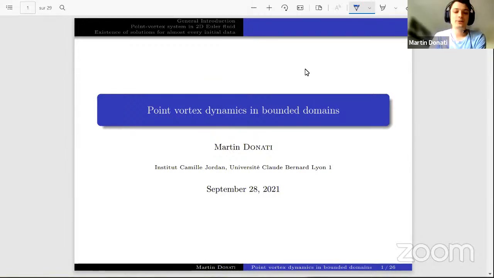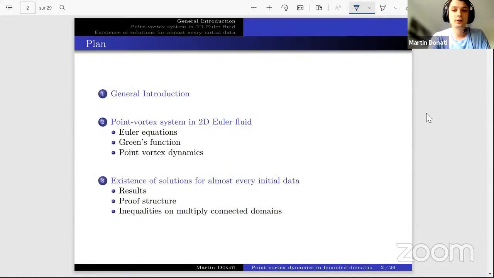Thank you very much for the presentation, and thank you for the invitation, Billy. So I will talk today about point vortex dynamics in the context of bounded domains. And obviously, this is joint work with my PhD advisor, Dragos Iftimir. For a quick plan, I will start with a general introduction and then introduce the point vortex dynamics in the 2D Euler fluid, and then talk about what interests me, which is the problem of existence of solutions for bounded domains.